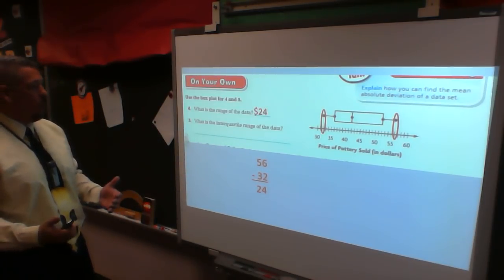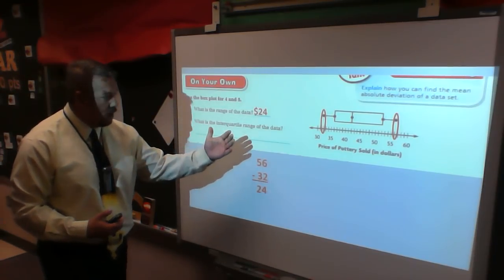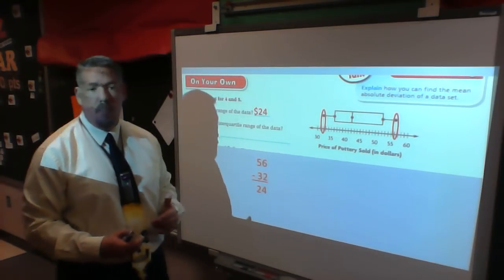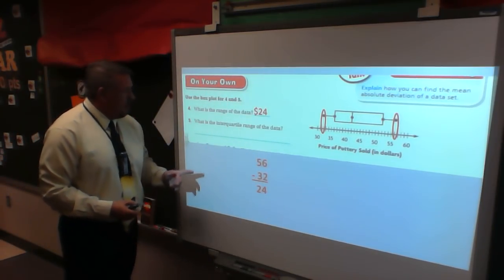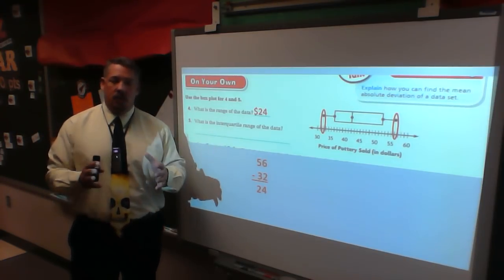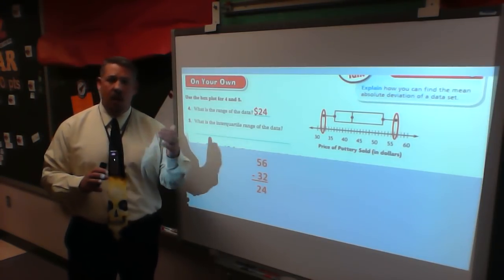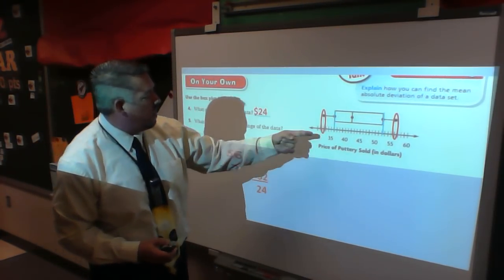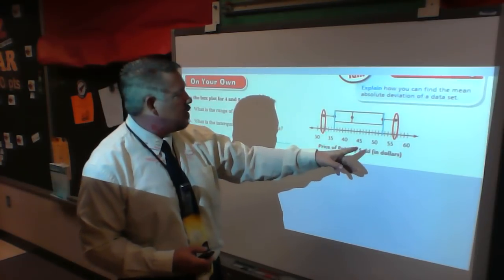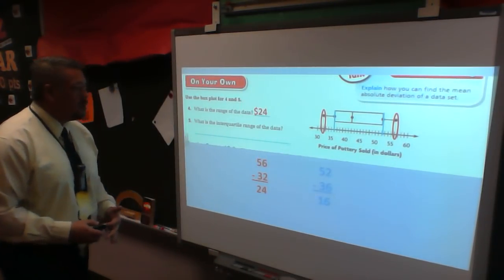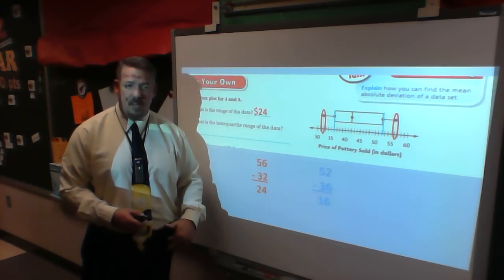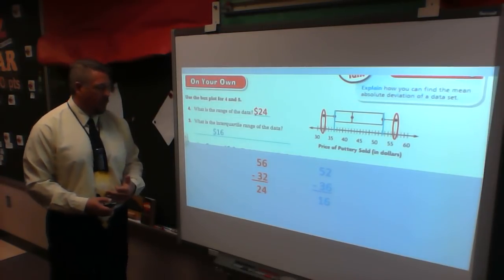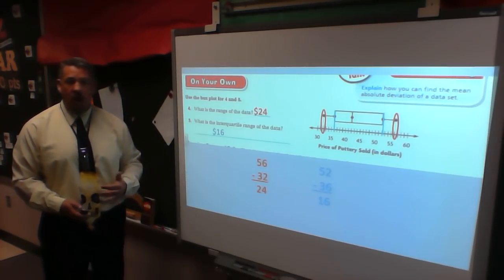All right, so 24 what? How did I get dollars? Well, once again, the box plot shows me what my label is going to be, and it's going to be dollars. What is the interquartile range? That's those quartiles, right? Lower quartile, upper quartile, the ends of the boxes. So what do the ends of the boxes tell me? Well, this one is 36, and that one is 52. So now I'm going to take 52 and subtract 36 from it. And when I do that, I get 16. So my interquartile range is simply $16.